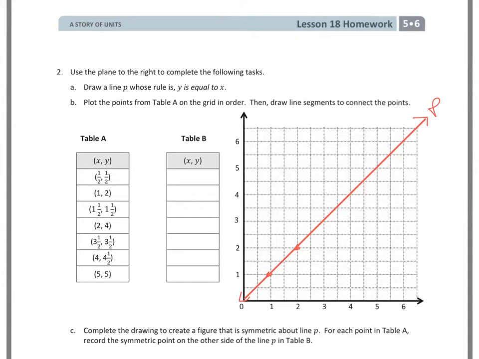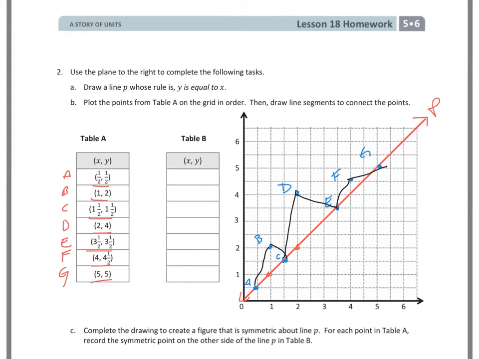Plot the points from the table A on the grid in order, then draw a line segment to connect the points. So I got to do half, half, 1, 2, 1.5, 1.5, 2, 4, and so on. So I'm going to put these on, and I'll label them with these letters off to the side, so you can check yours to make sure that I'm right and that you're right. So there are my points, and now I'm going to connect them in black. I'm going to follow it. So I have A to B, C, D, E, F, and G. Not the best drawing in the world, but points are good.